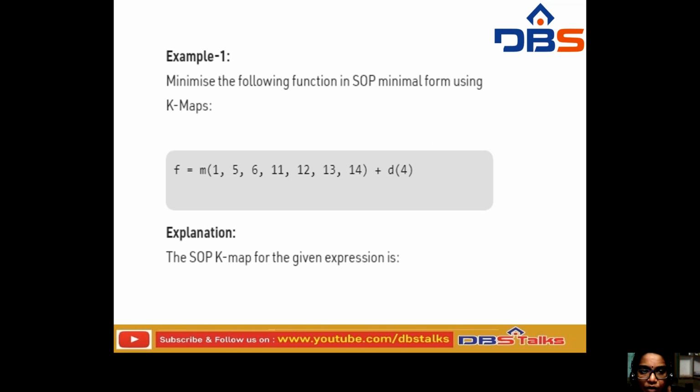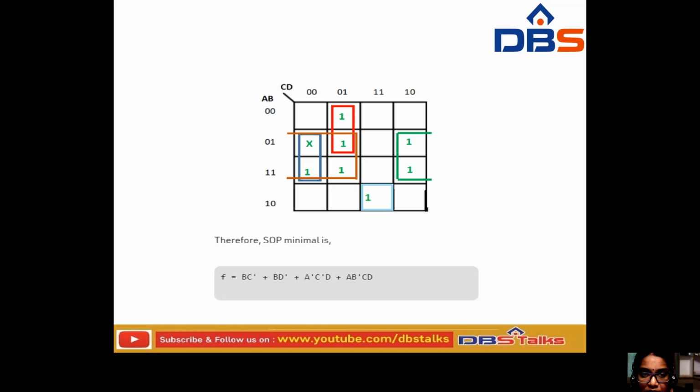This is the example of how we are going to minimize the sum of products form. This is not the product of sum form, this is sum of the product minimal by using the K-map. Here these are the variables that we are going to place, and this one is the don't care cell. By solving this particular K-map using the don't care condition, the expression that we got is BC dash plus BD dash plus A dash C dash D plus AB dash CD.